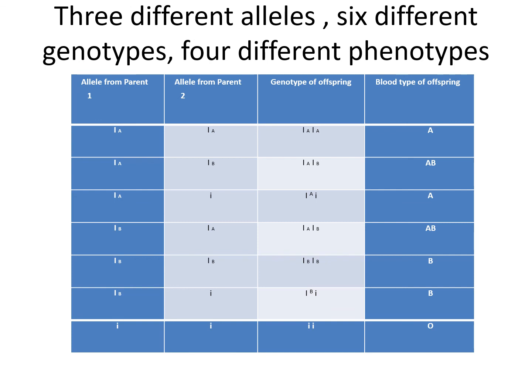Then the fourth one, IB and IA, therefore IAIB, the blood group is AB. Next one, IB and IB, therefore the genotype is IBIB, and the blood group is B. Next, IB and small i, therefore the genotype is IBi, the blood group is B. With both alleles small i, the genotype is ii, and the blood group is O.